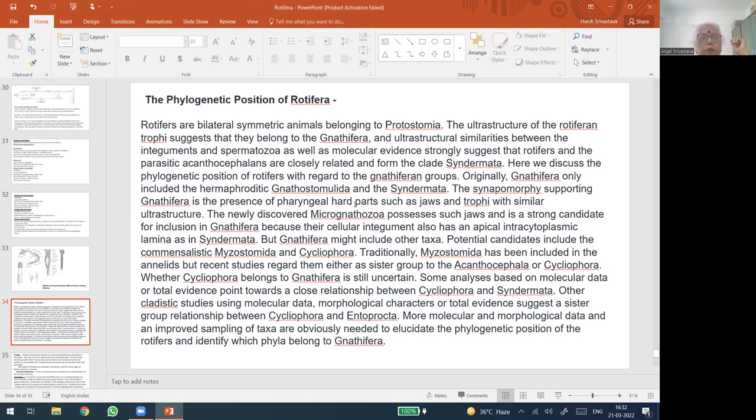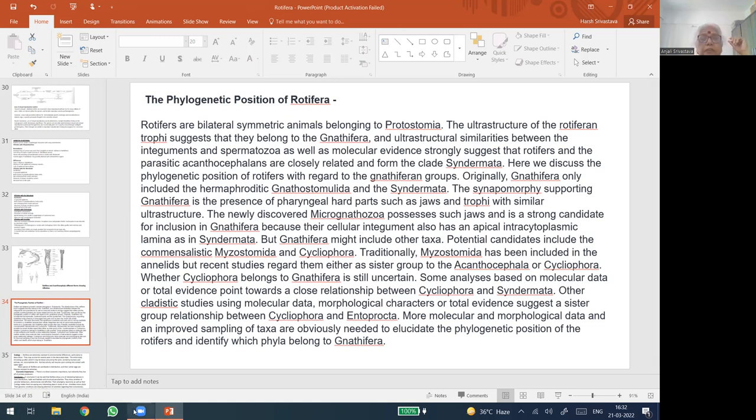Originally, Gnathifera only included the hermaphrodite Gnathostomulida and the Syndermata. The synapomorphy supporting Gnathifera is the presence of pharyngeal hard parts such as jaws and trophi with similar ultrastructure. The newly discovered Micrognathozoa possesses such jaws and is a strong candidate for inclusion in Gnathifera, because their cellular integument also has an apical intracytoplasmic lamina as in Syndermata.